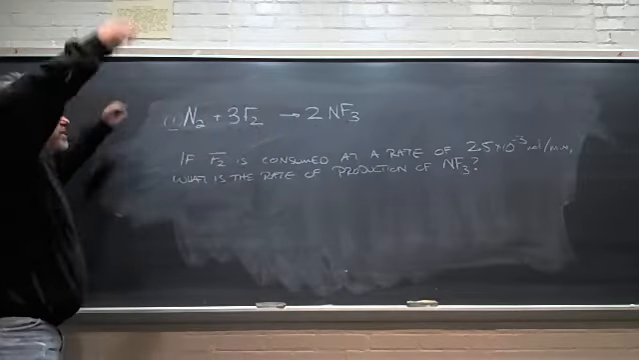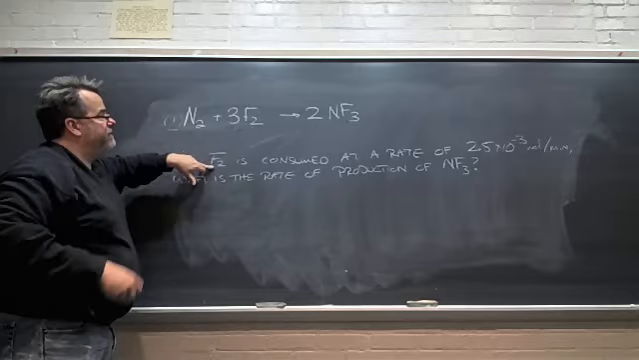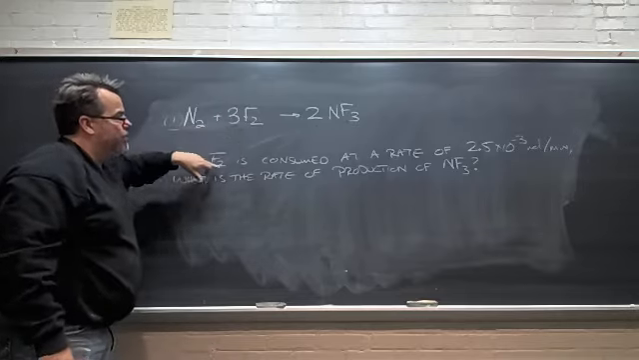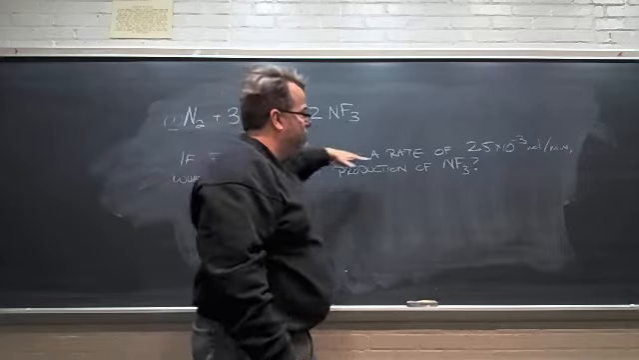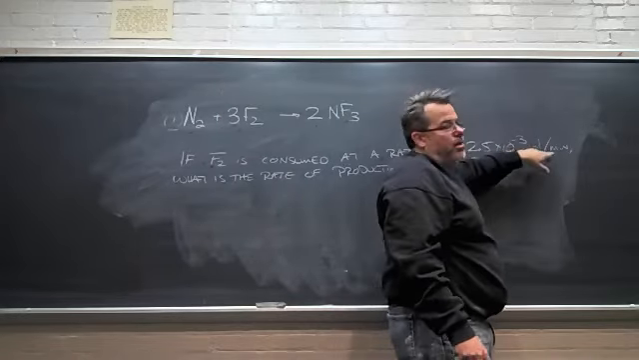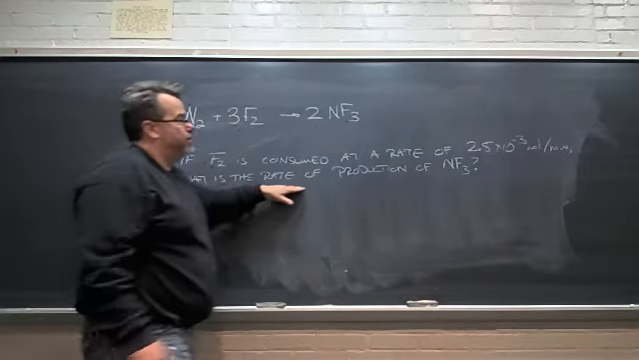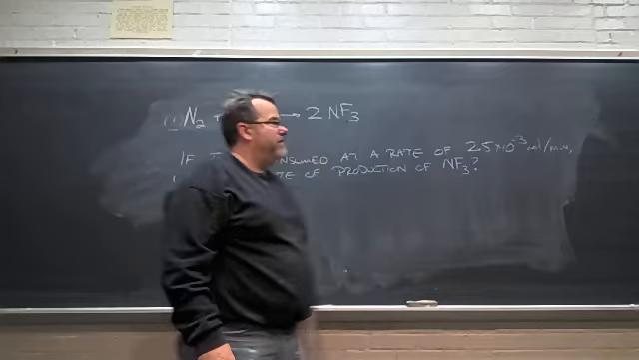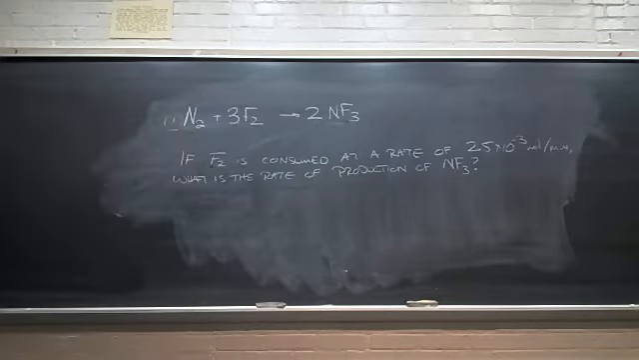So, in case you can't read this, I'll read this out to you. It says, if fluorine, F2, that's this, if fluorine is consumed, because it's a reactant, at a rate of 2.5 times 10 to the minus 3 moles per minute, what is the rate of production of NF3? That's our product here. Okay.